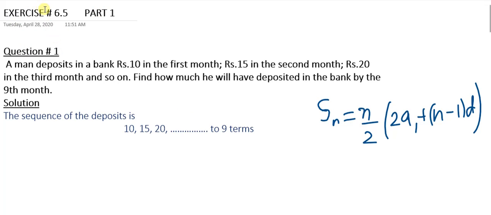Question number 1 of exercise 6.5. A man deposits in a bank rupees 10 in the first month, rupees 15 in the second month, and rupees 20 in the third month, and so on. Find how much he will have deposited in the bank by the ninth month. It means we have to find the total amount after passing the ninth month.